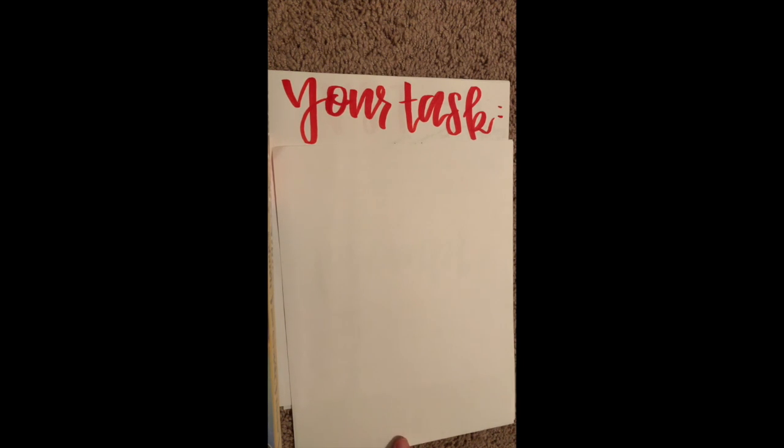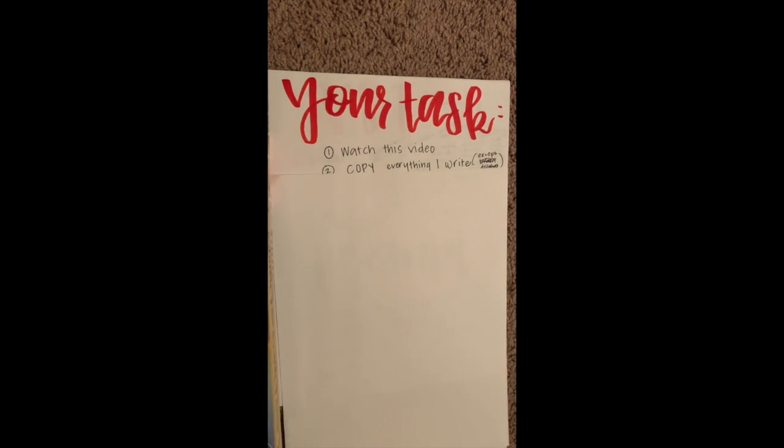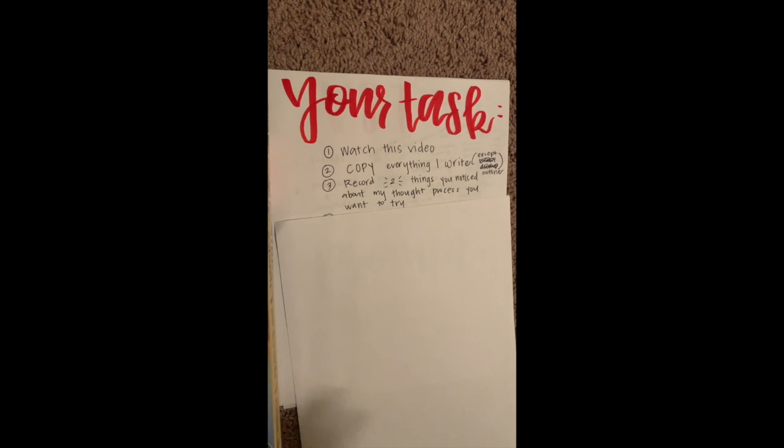Your task in this video is to watch it and then copy what I write, except for the outline. So you're going to copy the prompt, you're going to copy my brain dump, and then you will copy the thesis. Then what you need to do afterwards is process and reflect on 2 things that you noticed about my thought process and that you want to try in order to improve your writing.